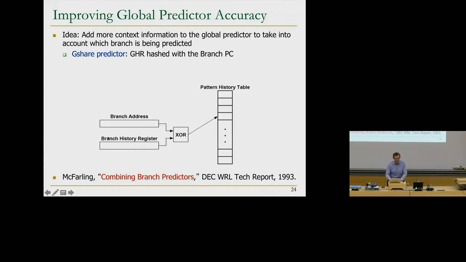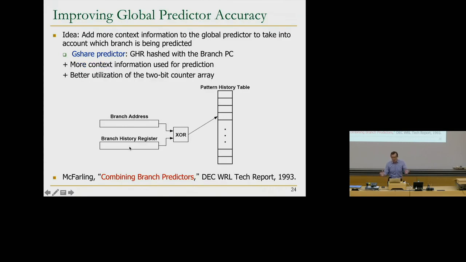This is the idea. You don't just use the branch history register to index into the pattern history table to get a prediction. You basically form a hash, adding more information before you decide which pattern history table entry to use. Basically, when you see this branch history register with this branch address, you figure out what you did the last time you saw this combination, and then you do the same thing this time in this context. Does that make sense? You don't just rely on the branch history register to make your prediction for the branch, but you rely on the branch address as well. So this is one example of adding more context information to use for prediction.